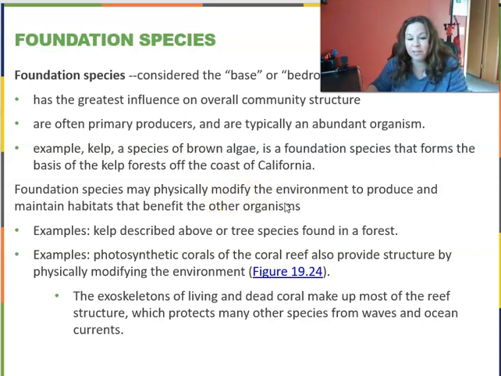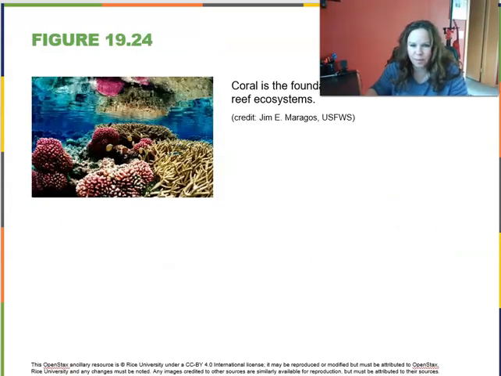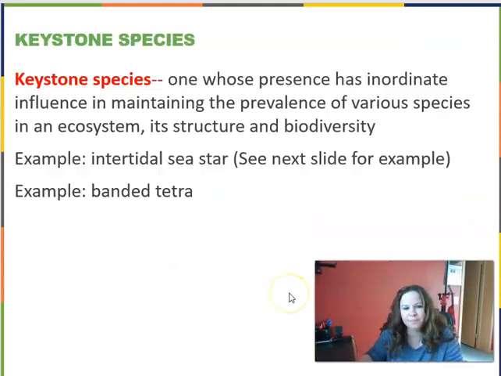Foundation species may physically modify the environment to produce and maintain habitats that benefit other organisms, like the kelp described above, or the tree species found in a forest, or the photosynthetic corals of the coral reef. They actually make the coral that other organisms can live in and do photosynthesis. And the coral is very protective of waves and ocean currents, like we see in the picture here.